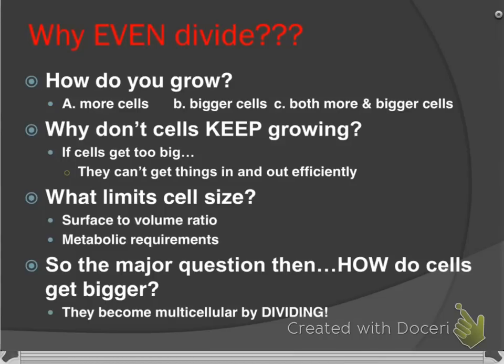So why even divide? So first of all, how do you grow? Do you have more cells, bigger cells, or both more and bigger cells? The answer here is more cells. Your cells are going to divide, and then you get more and more cells.